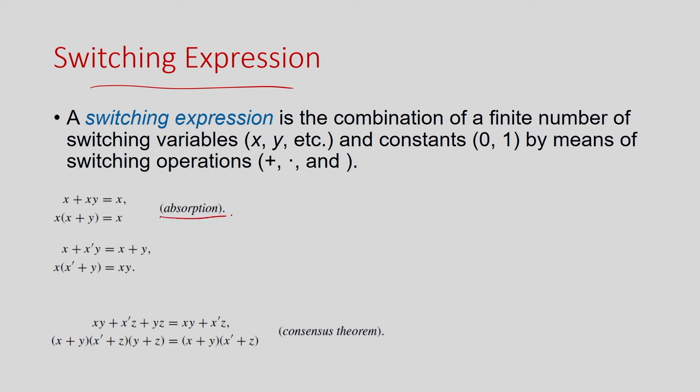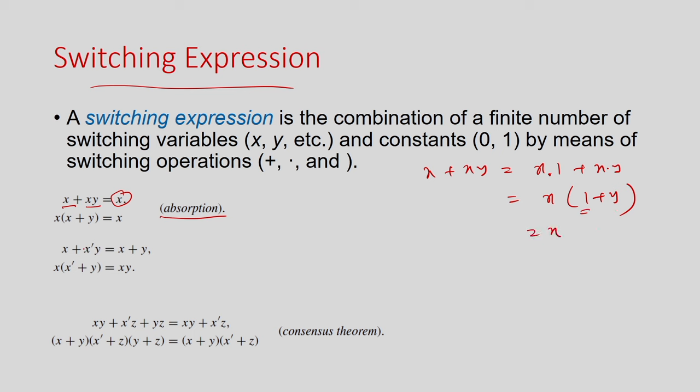One is the absorption rule. It basically says that if you are ORing x with x AND y, it is effectively x. So, x plus x y is x. How can I prove it? I can just write x as x and 1, because if you do an AND with 1, it will always be x only, plus x y. So, what I can do is take x common, then 1 or y. 1 or y is always 1, because in OR, if one of the values is 1, it is always 1. So, this is basically x.